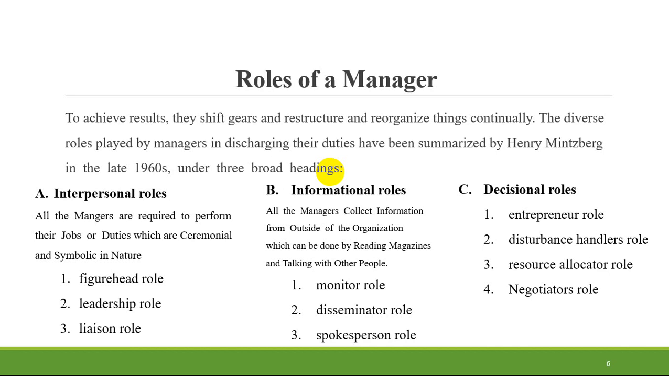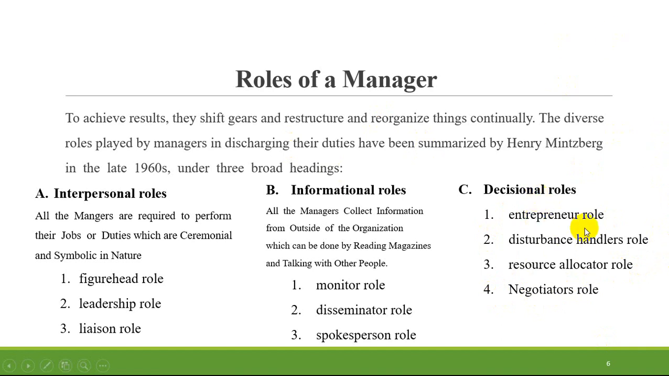The next one is the disturbance handler role. The disturbance handler role is again concerned with the inside of the organization. If you see here, these three functions belong to the company, and this last one, the fourth one, belongs to outside of the company.